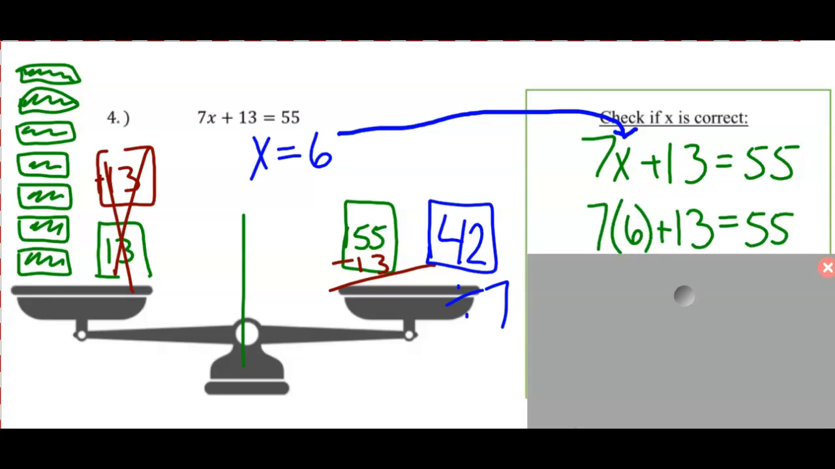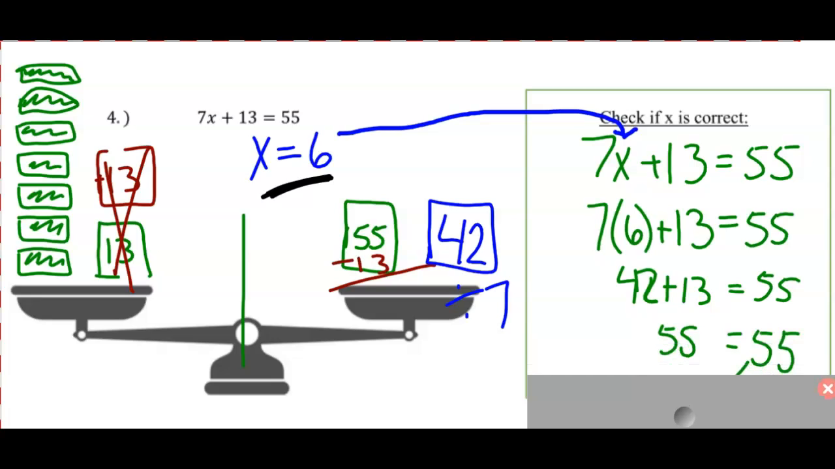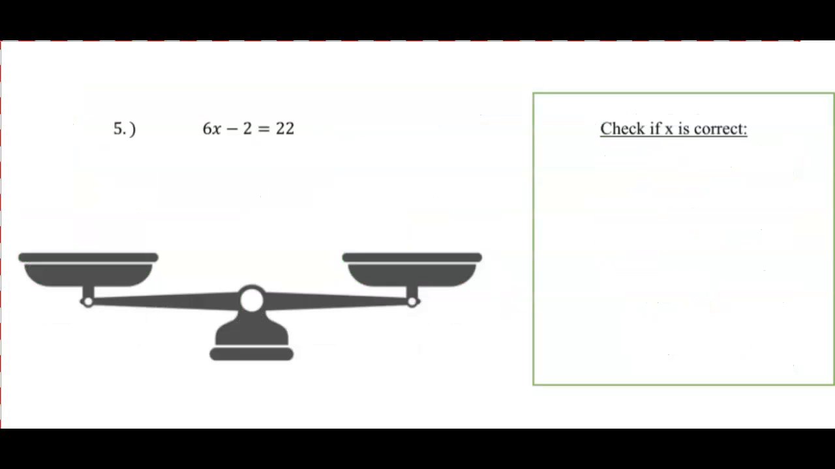So again, we're just doing a substitution over here into our original equation. We're checking to make sure this answer here is correct and doing the math. So 7 times 6 is 42. 42 plus 13 is indeed 55. Remember, we do our work going down. We haven't done anything with the right side, and 55 equals 55. That checks. Okay, one last example, again with bigger numbers.